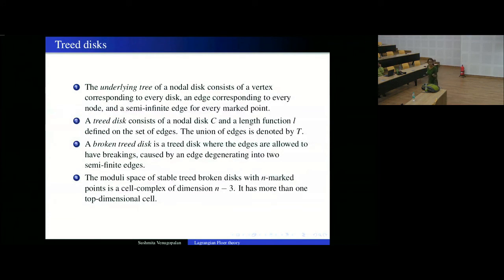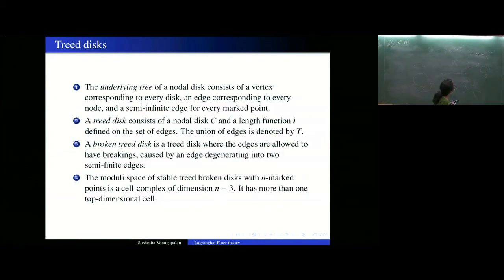That's wrong. Which arrows? Yes, you are right. And even with the marked points, I can have this kind of a marked point and that kind of a marked point. So that's not actually part of the data of the tree broken disk. That comes when we define the Floer cohomology later.